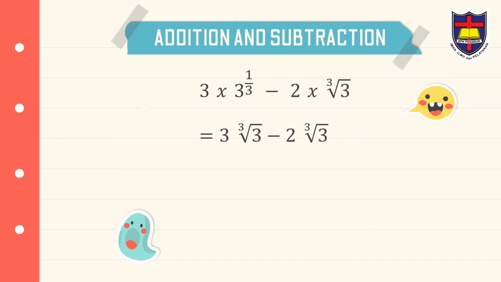Okay, so 3 minus 2 times third root of 3. 3 minus 2 equals to 1. So we have third root of 3, the answer. Or we can write it to its exponent form into 3 to the power of 1/3.